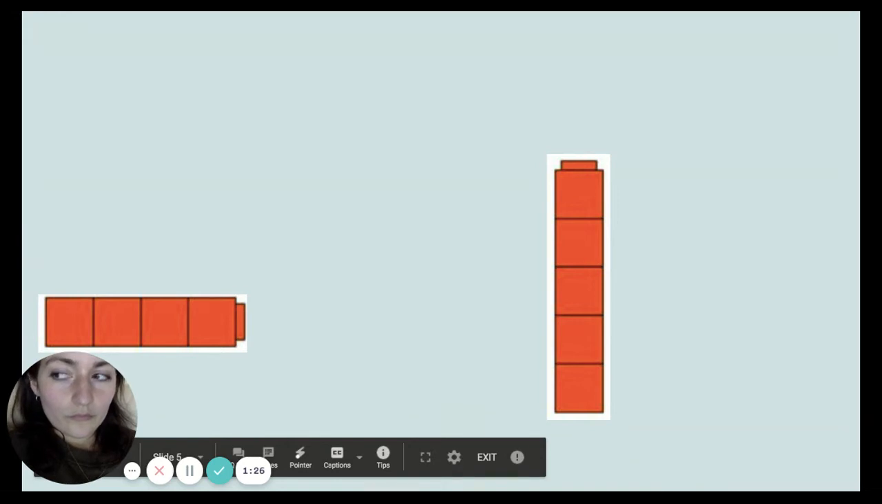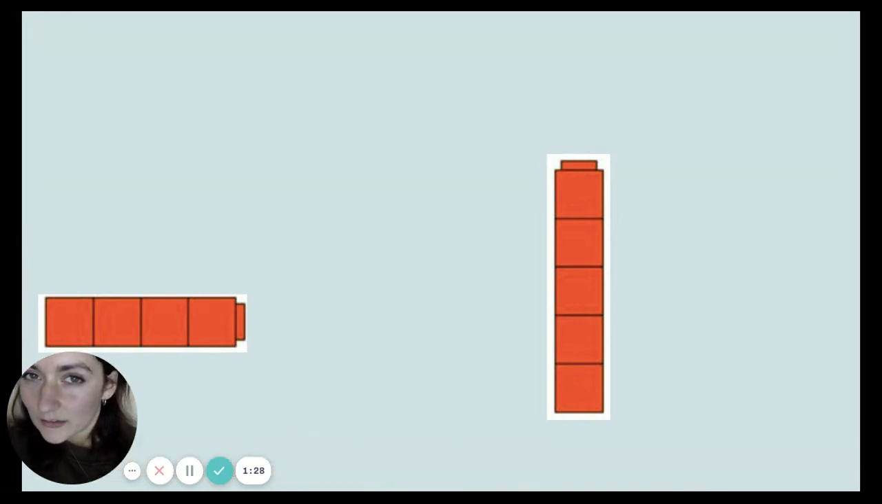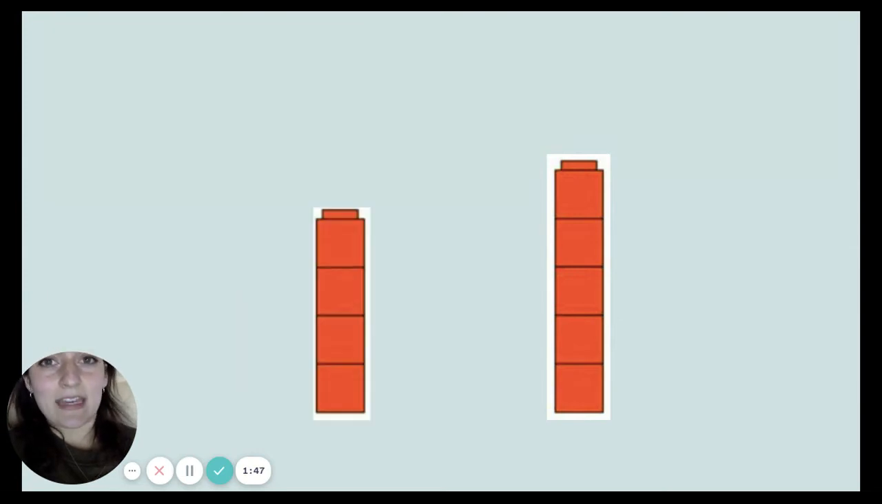So, which one's longer? It's a little hard to tell when they're not side by side. We know that 5 is a bigger number than 4, so we can pretty much assume that the 5 stack is going to be longer than the 4 stack because that's 5 cubes, so it's more than 4 cubes. But let's rearrange it to make it easier. Okay, now I can see that my 5 is longer than my 4. Say it. My 5 is longer than my 4. Or you can say the sentence the other way, saying that my 4 is shorter than my 5.